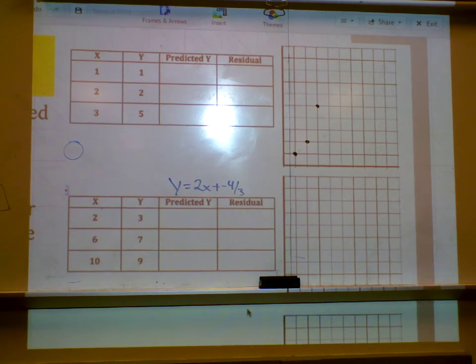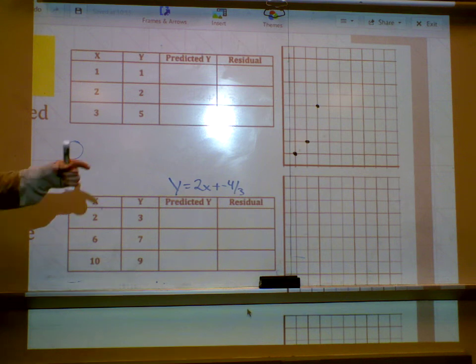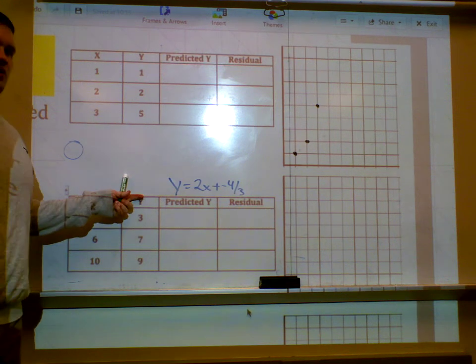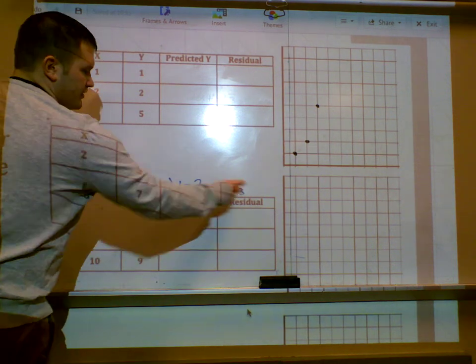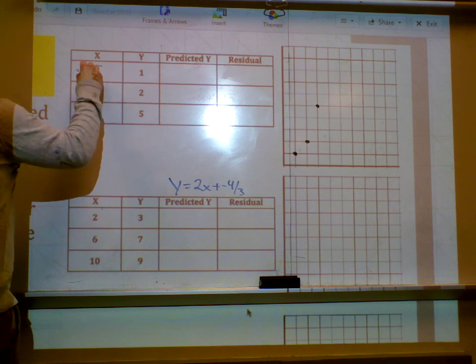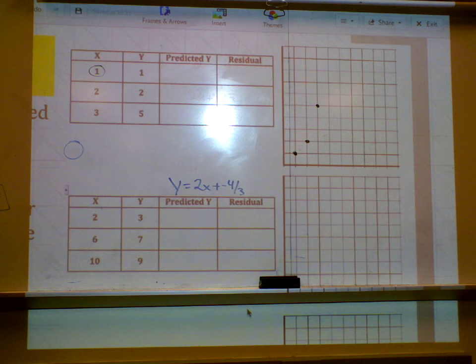Now, to find our predicted y value, how am I going to find that? I don't have a line on there, do I? No. But I have the equation. So how do I find my predicted y? What do I plug into the equation? The x value, right? So I have 2x plus negative 4/3, and this is my x value. So we plug that in here, and that'll give me my predicted y value.